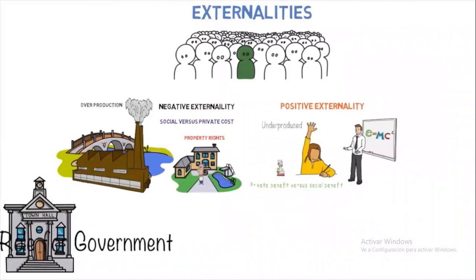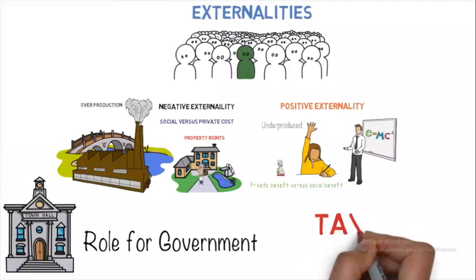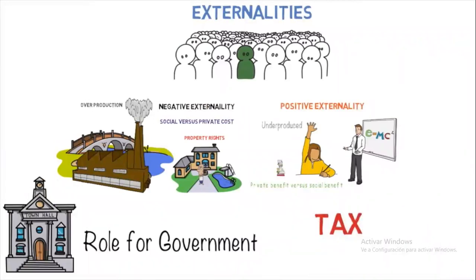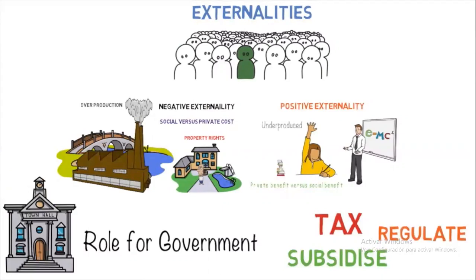So what's the role of the government in all of this? Well, the role for the government really is to intervene in the market. In one, it could be a tax for a negative externality that reduces pollution in our case. It could be a subsidy in the case of education, where we subsidize students going to education, or it could be regulation, where we regulate the market itself.